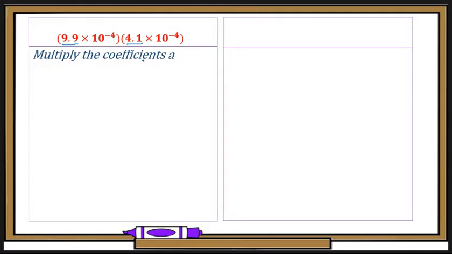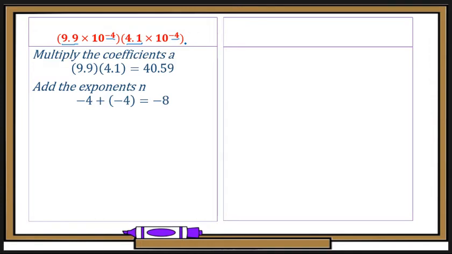So, please get your calculator and solve for its value. Okay, by now, I assume that you are done. You should end up with 40.59. Now, let's add the exponents n. What are the exponents n? We have negative 4 and negative 4. So, please add negative 4 plus negative 4. Okay, if you ended up with negative 8, then you are correct.